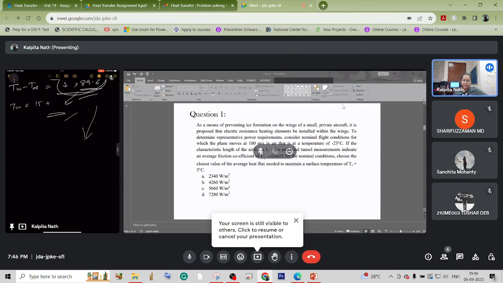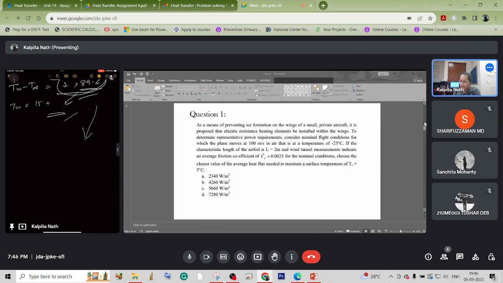Okay, so what I was saying is that if you calculate the Reynolds number, the values are already given here. If you calculate the Reynolds number, then you know the skin friction. So from the analogy, you can directly calculate the Nusselt number, right? And if you know the Nusselt number, then you can calculate the heat transfer coefficient, and from there you can easily get the heat flux. Correct? Yeah, do that.